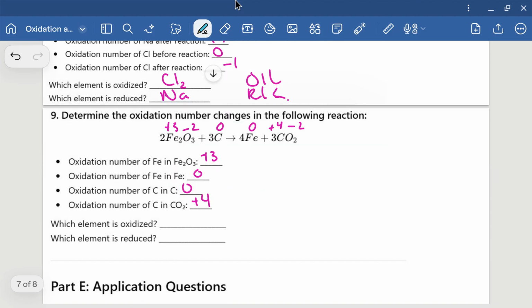So going through those same questions, what's being oxidized? So if you're oxidizing, you're losing electrons. So iron is going from +3 to 0. So that is reduction. I said that backwards. So that's being reduced, the iron in the first compound. And then carbon is going from 0 to +4. So that is undergoing oxidation. Because you're getting positive, you're losing electrons. So the carbon by itself.